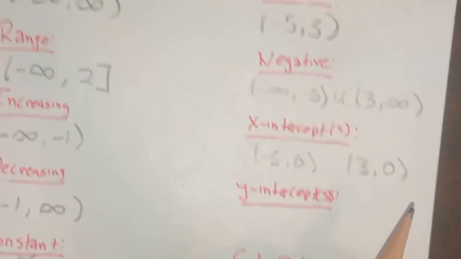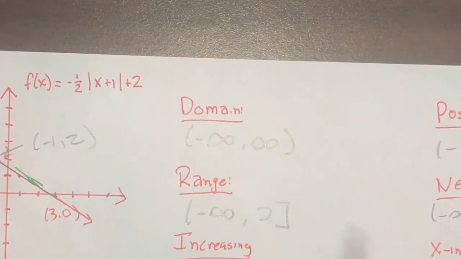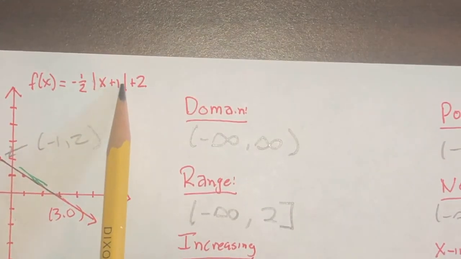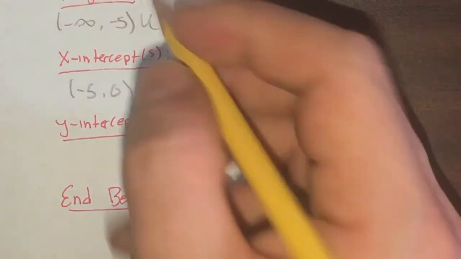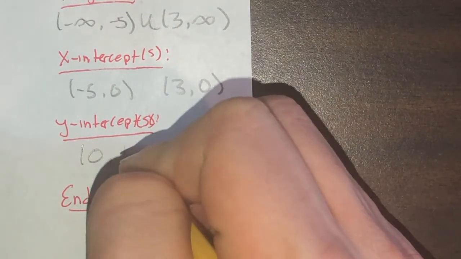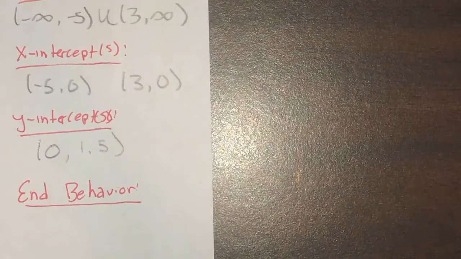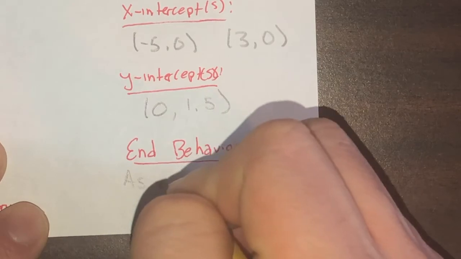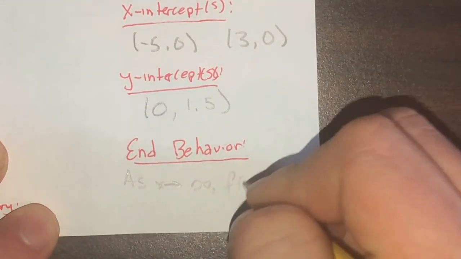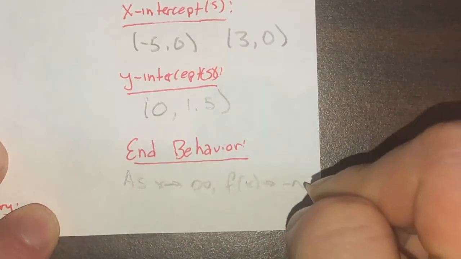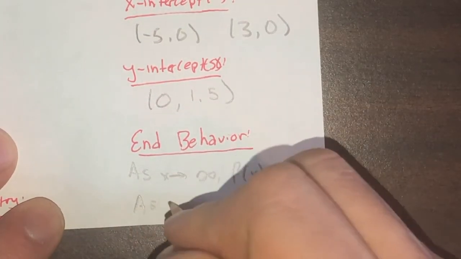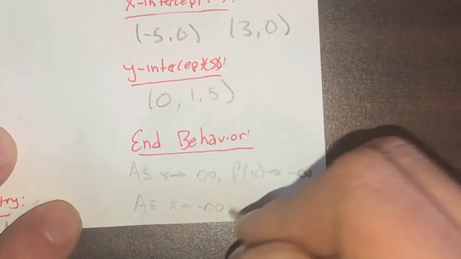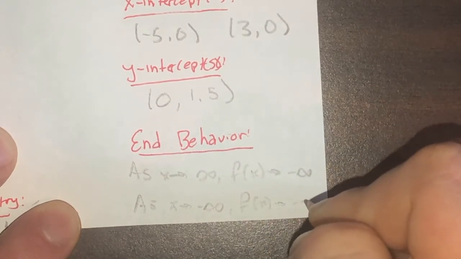My y-intercept, rather, I plug in 0. So 0 plus 1 is 1. Absolute value of 1 is 1. Negative a half times 1 is negative a half. And then plus 2 is positive 1.5. You could do positive 3/2, your choice. Okay, end behavior: as x goes to infinity, f of x goes to negative infinity, arrows going down. As x goes to negative infinity, f of x goes to negative infinity.